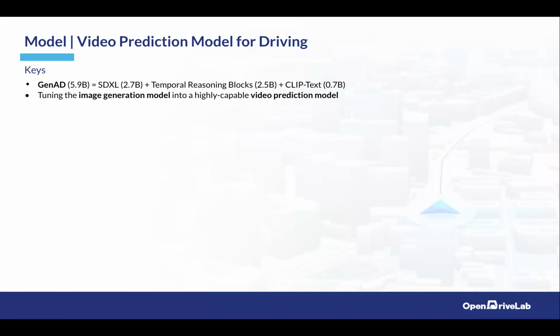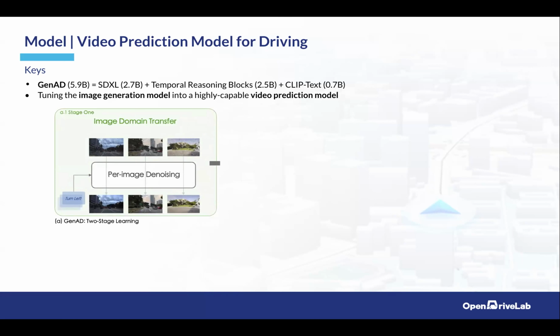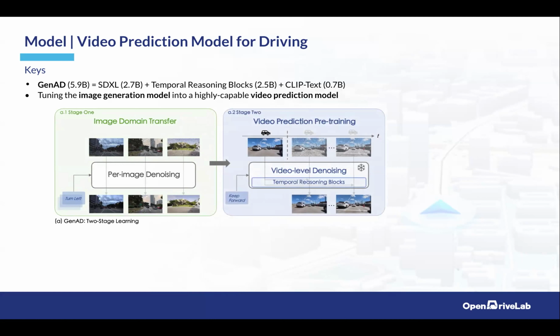The video prediction model is based on an image generation model, Stable Diffusion XL, and we transfer it into a high-capacity video prediction model. In the first stage, we train the image diffusion model on our OpenDV YouTube data, conditioned on linguistic descriptions and commands. We then transfer it into a video diffusion model by adding temporal denoising layers and temporal reasoning blocks.